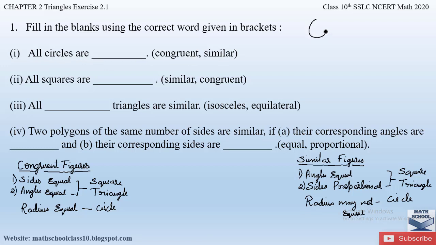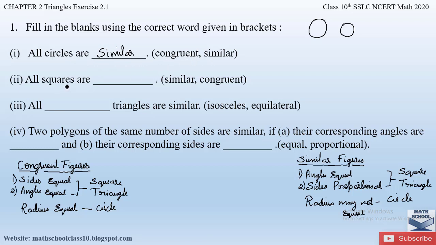If you consider two circles of different radii, then these two circles cannot be congruent since the radius is not equal, but they can be similar because for similar circles, the radius need not be equal. So all circles can be similar, okay? All circles of any radii can be similar, but they cannot be congruent.